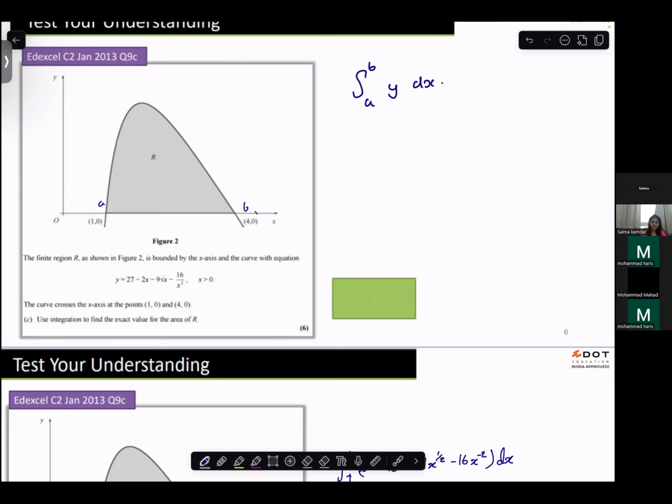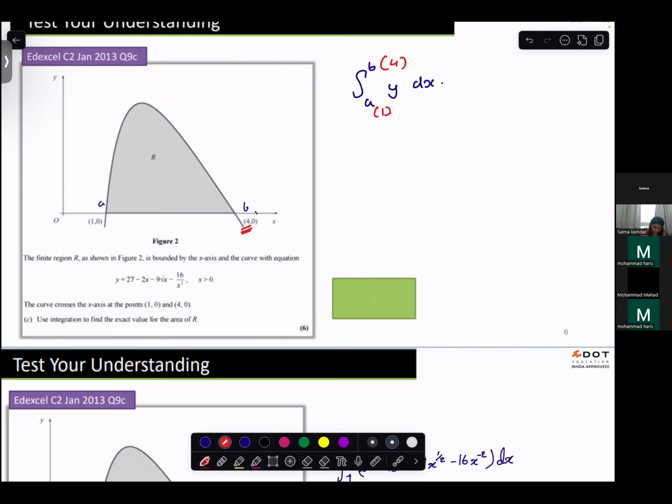Can you tell me what this denotes? This denotes the finite region between the bounds B and A. I hope you're with me. Okay, fine. What is your upper bound? B, which is 4. What is your lower bound? A, which is 1.